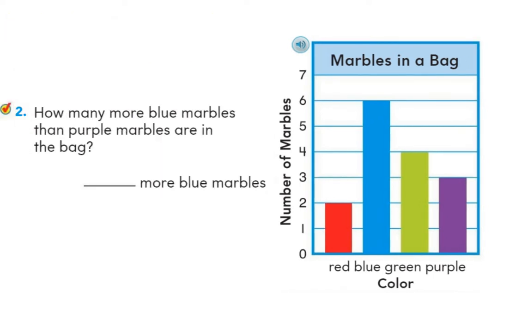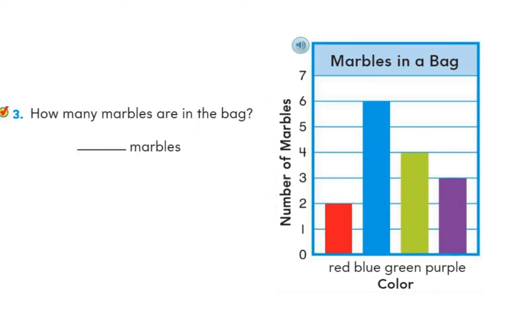And then if we look at this same graph, it says how many more blue than purple. So we are comparing blue, which is 6, to purple, which is 3. So there are 1, 2, 3 more blues than purple. Okay.